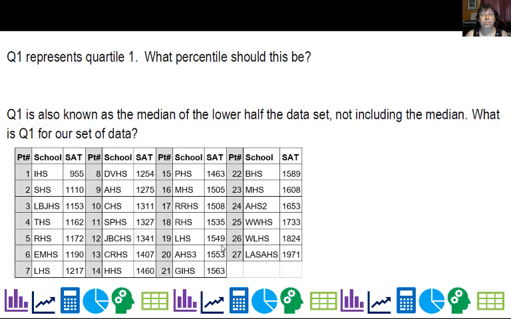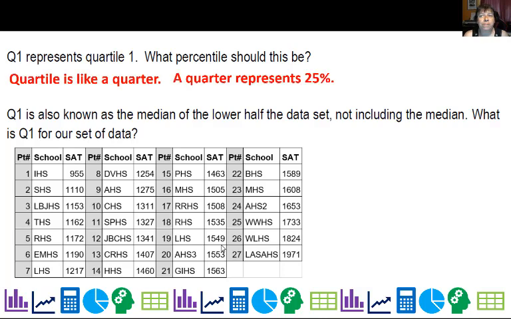Now, we just talked about percentiles, we talked about medians. Now we're going to talk about quartiles. So Q1 represents quartile 1. What percentile do you think this should be? Well, quartile is like a quarter, and a quarter represents 25%, so it should be the 25th percentile. You can also look at it as the median of the lower half of the data set, not including the median for the entire data set.